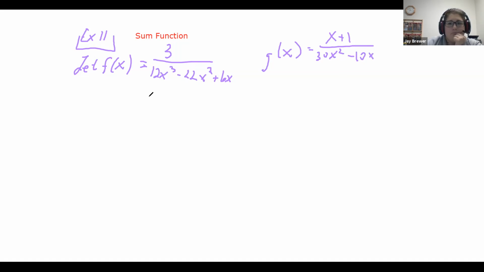All right. The first thing they want us to do is find f plus g. And then the second thing they want us to do, once we have that function, is evaluate it at 2. Okay.